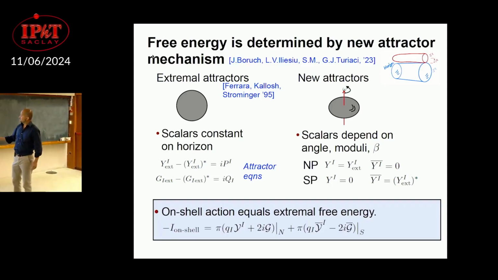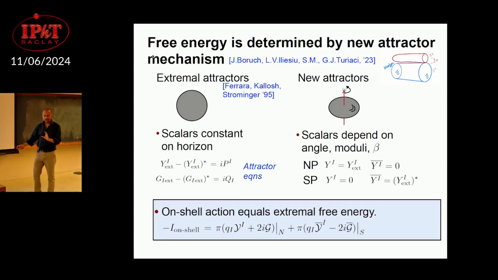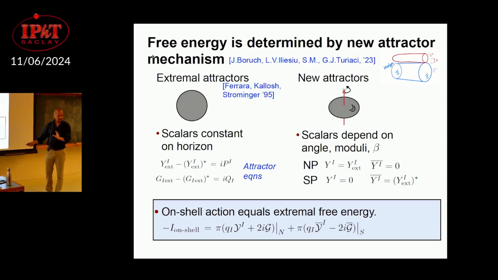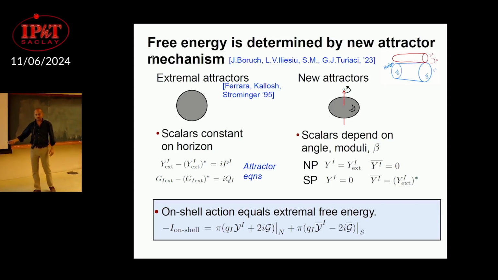And now you can calculate the action. The action takes essentially the same form as I presented for the extremal black hole, except that now, instead of the Legendre transform of G minus G bar on the horizon, that's not well defined anymore, it's the Legendre transform of G at the north pole minus the Legendre transform of G bar at the south pole, with respect to y and y bar.